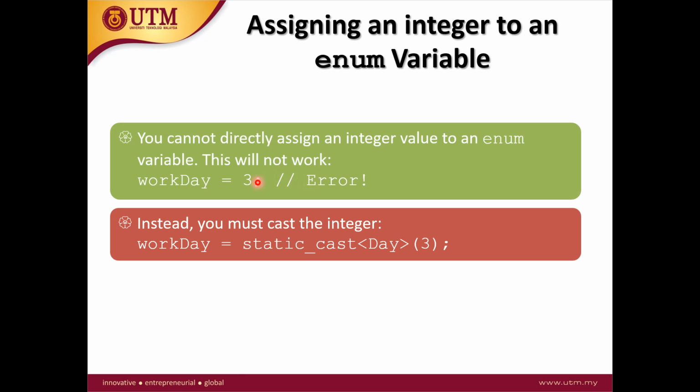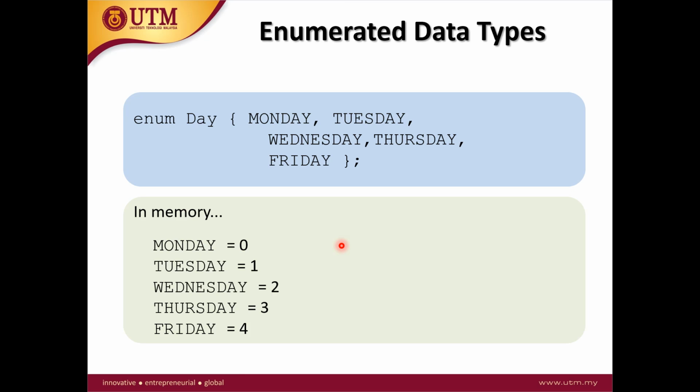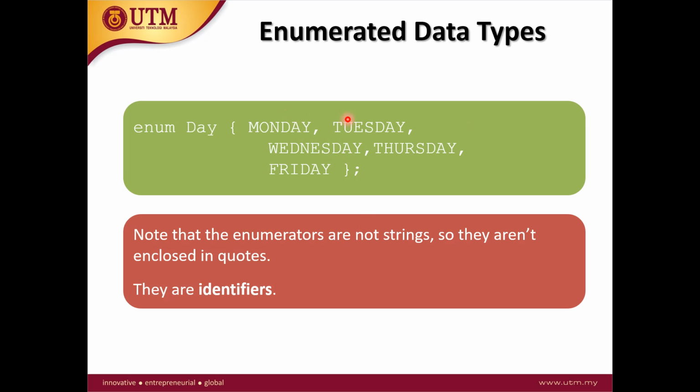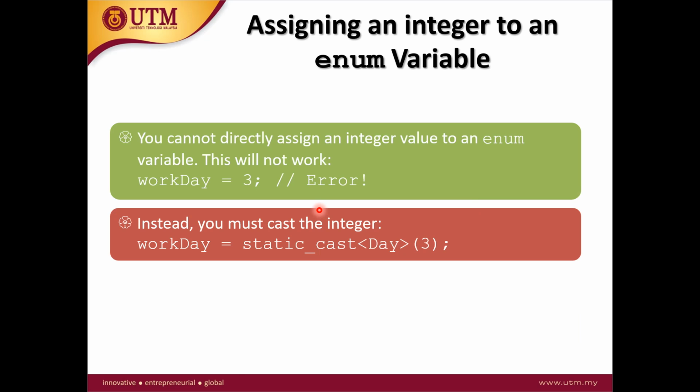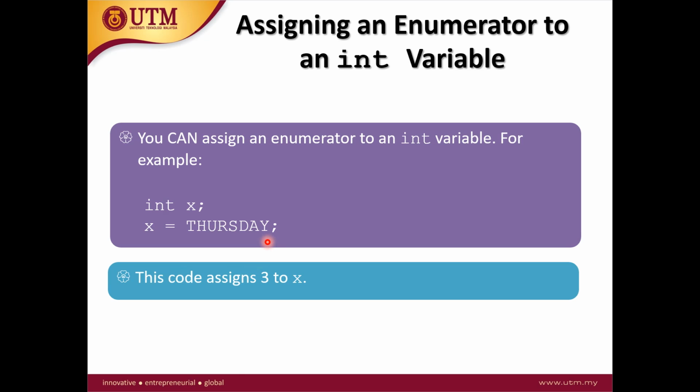And this is very important. We cannot directly assign an integer value to the variable. We need to assign the enumerator. Instead of that, if we want to assign the integer value, we need to static cast it. Static cast of the data type and 3. This 3 is going to be translated to the enumerator, which, counting 0, 1, 2, 3, is going to be Thursday. So this is how you can assign a direct integer into the day data type, the enumerator data type.